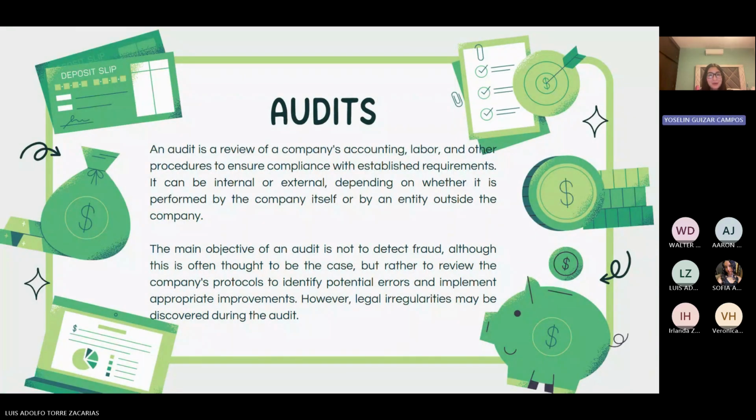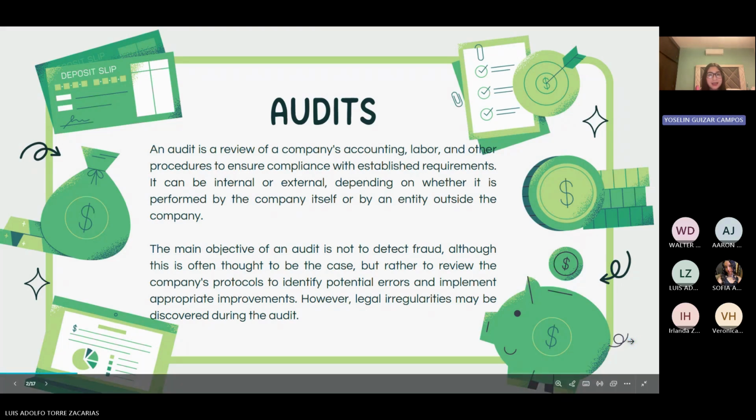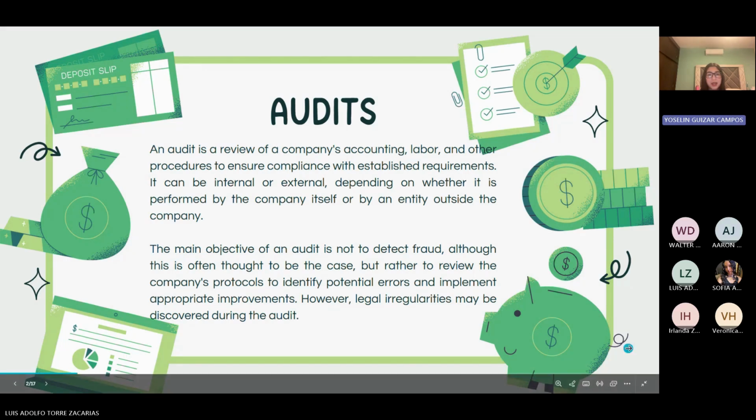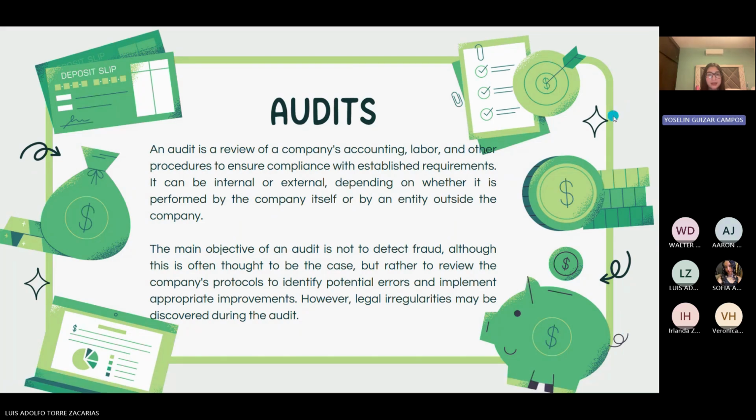An audit is a review of a company's accounting, labor, and other procedures to ensure compliance with established requirements. It can be internal or external, depending on whether it is performed by the company itself or by an entity outside the company. The main objective of an audit is not to detect fraud, although this is often the case, but rather to review the company's protocol to identify potential errors and implement appropriate improvements. However, legal irregularities may be discovered during the audit.